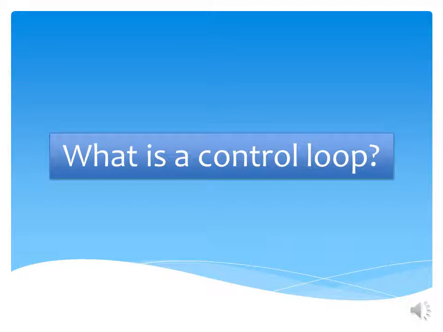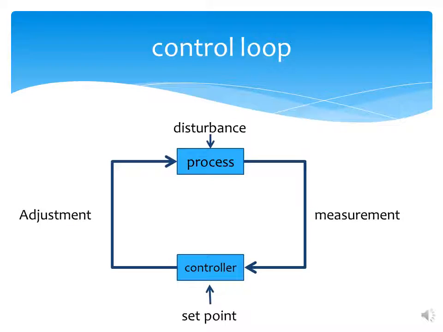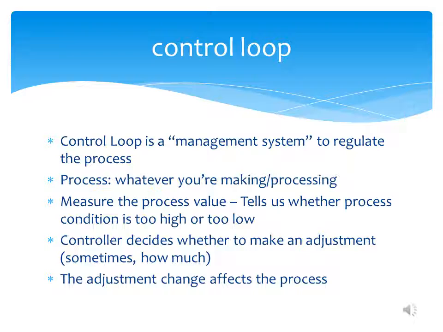What is a control loop? This is the block diagram of a control loop. A control loop is a management system to regulate the process. Process, whatever you're making, processing.